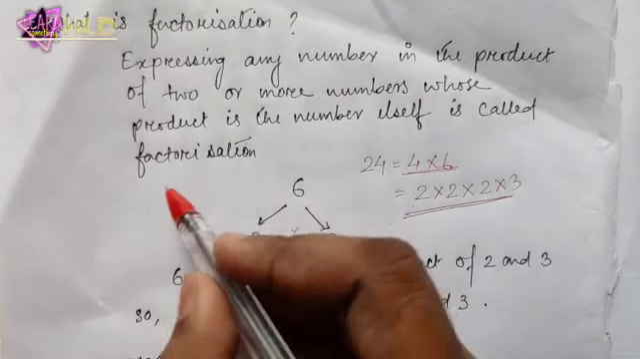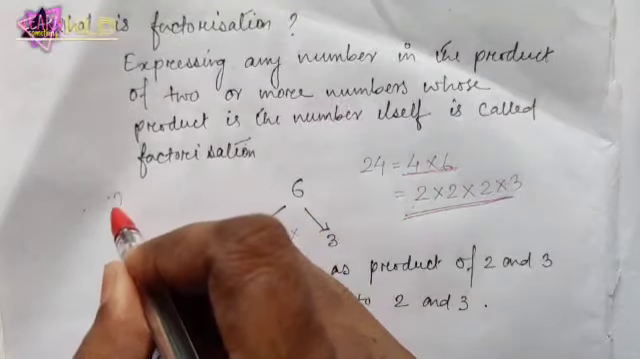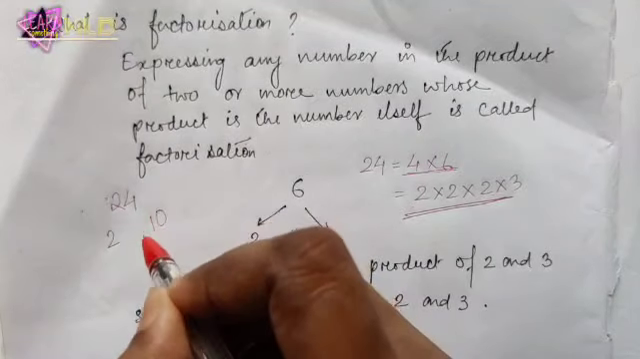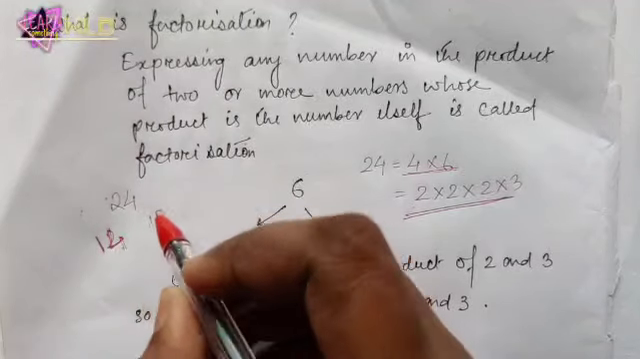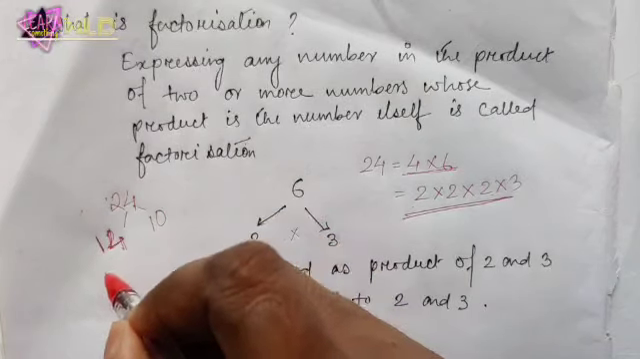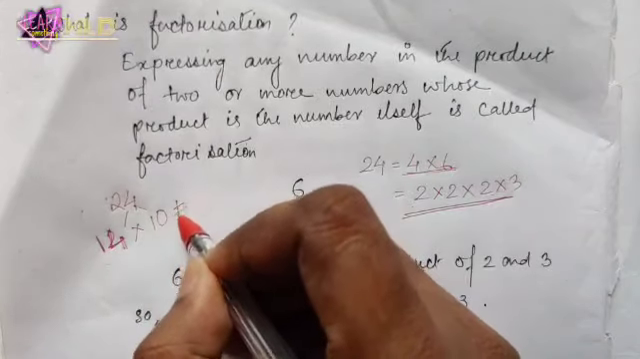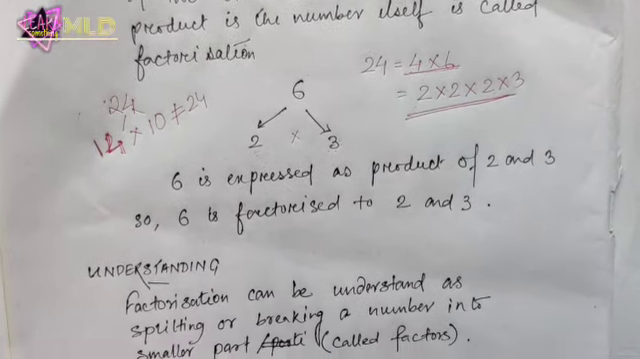Now if I say breaking, the divide concept can come in this way also. For example, 12 you can split into 14 and 10. Now this will not be called factorization. I have divided 24 into two parts, but that doesn't mean this is factorization. Why? Because if you multiply 14 into 10, it will not be equal to 12. So whatever parts you split into, when you say factorization, you have to multiply those small parts to get the number back. That is called factorization.